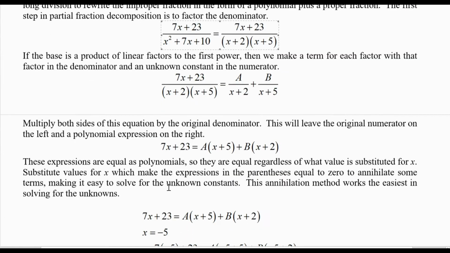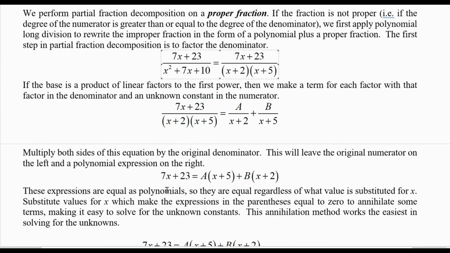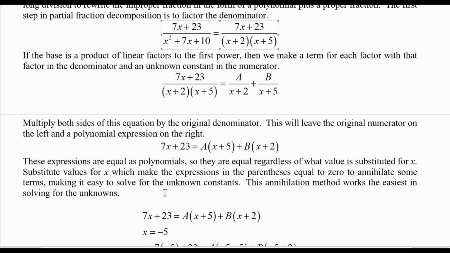Now, there's a couple of different ways of working this out, but this is the way I'm going to show you. It's called the Annihilator Method, or the Annihilation Method, and I think it works the best. At least I like it better. What we're going to do is these are equal as polynomials. That means no matter what we plug in for x, as long as both sides of this equation are defined, they're going to be actually equal. And of course, A and B are constants.